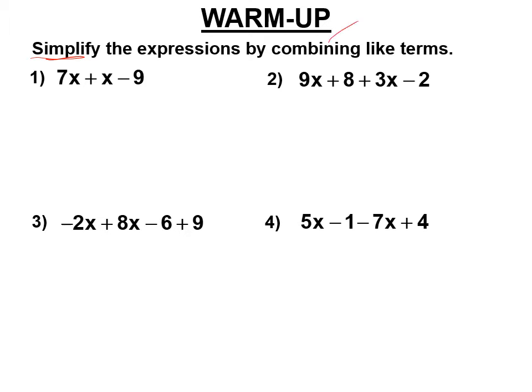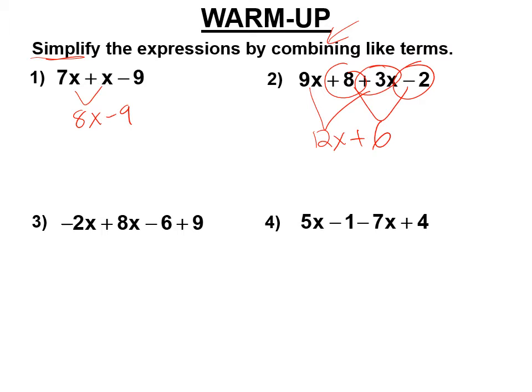That means, right, combining is a math word for adding and subtracting. So 7x plus x is 8x minus 9, and that's as simple as you can make that because you only combine like terms, the same kind. 9x gets combined with 3x, makes 12x. 8 minus 2 is 6, 12x plus 6. Negative 2x plus 8x is 6x. Negative 6 plus 9 is positive 3. Since it's positive 3, it becomes 6x plus 3.